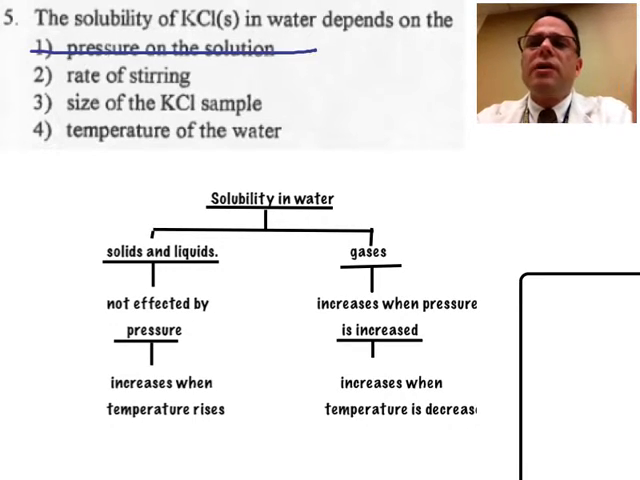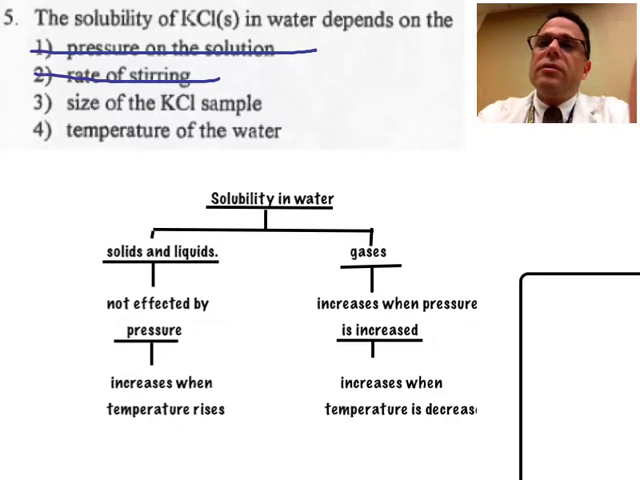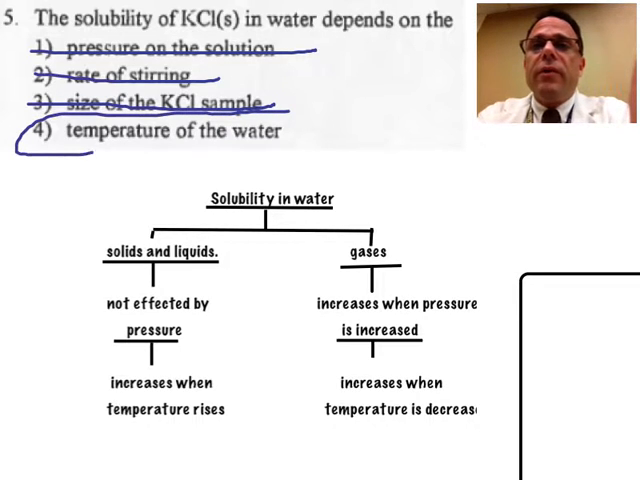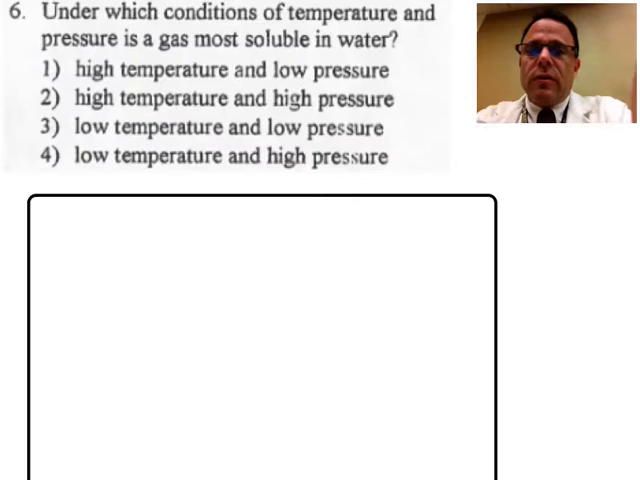Which choice? Pressure on the solution? No, pressure does not affect solids. They're not compressible. Rate of stirring? Okay, that just means it will get there faster, but it doesn't change how much it's soluble. Now the size of that? No, it just means that it will get there sooner. But what can increase the amount that can dissolve? It is choice 4.